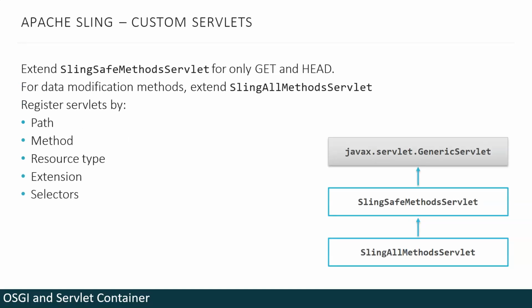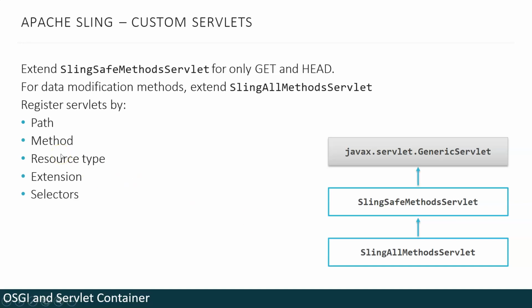So, just like in a generic web application, you create your own servlet in Sling by extending from a base class. Sling offers two base classes to extend from: Sling Safe Methods Servlet and Sling All Methods Servlet. Safe methods means the methods that do not modify data, that is GET and HEAD. All methods is for all HTTP methods including POST, PUT, DELETE, etc.